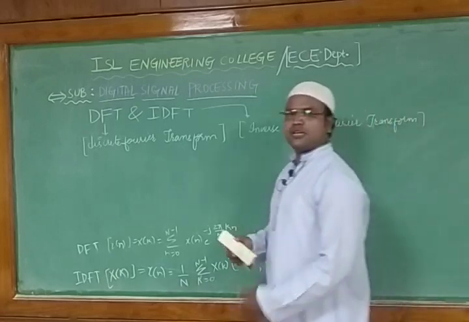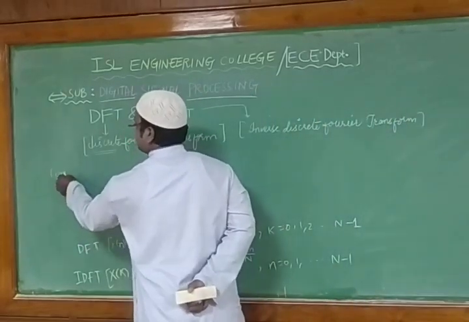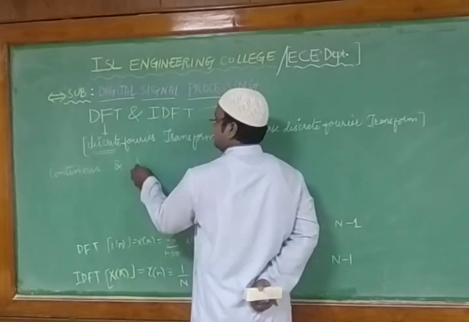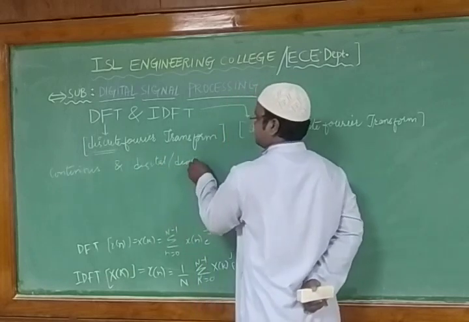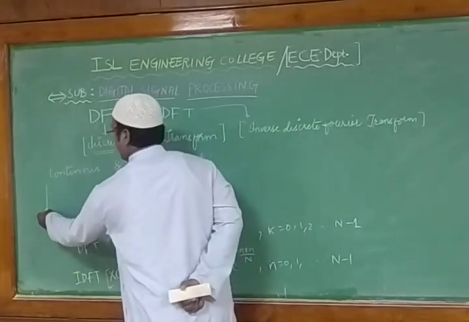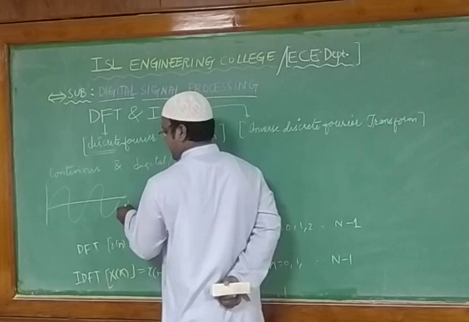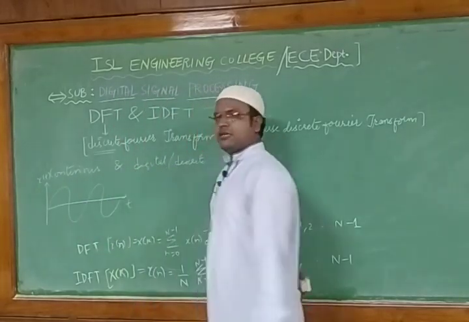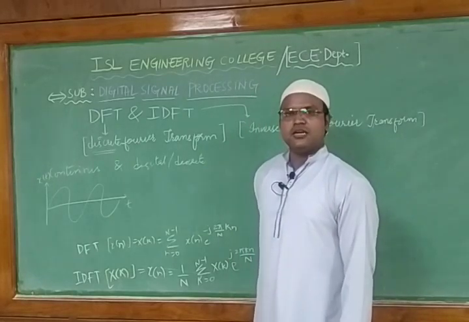So what is the meaning of discrete? Discrete signals. We have two types of signals. One is continuous, another is digital or discrete. So what is the meaning of continuous? Continuous signals are nothing but when you have one particular signal, like a sine wave, it has t with x of t function. That means at every particular interval of time it keeps on changing. That means it is continuous in nature.